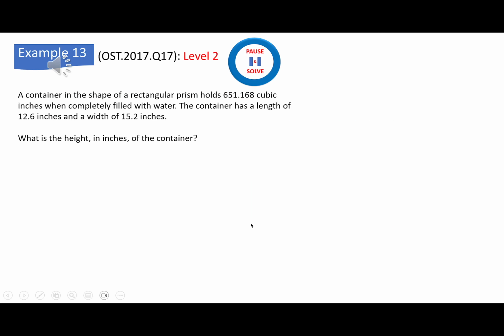Example 13. A container in the shape of a rectangular prism holds 651.168 cubic inches when completely filled with water. So that's the volume. The container has a length, and a width. What is the height? The height is missing.